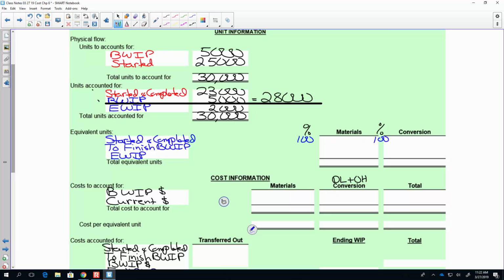How much effort was used to finish those beginning units? 60%. Michelle says 60. Why is it not 40? Because that's how much was already done. That's how much was done already, right? Very good. So this is 60%.